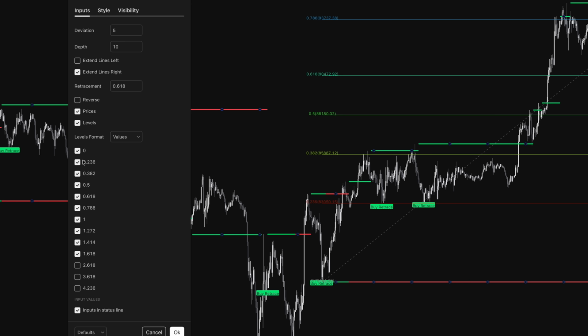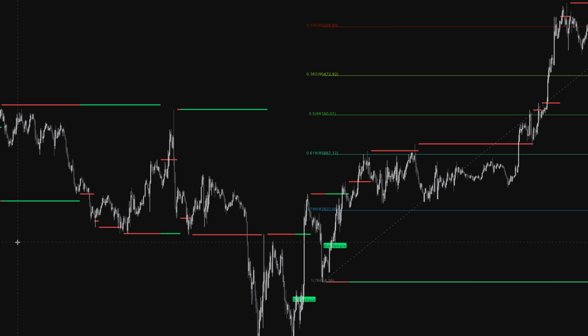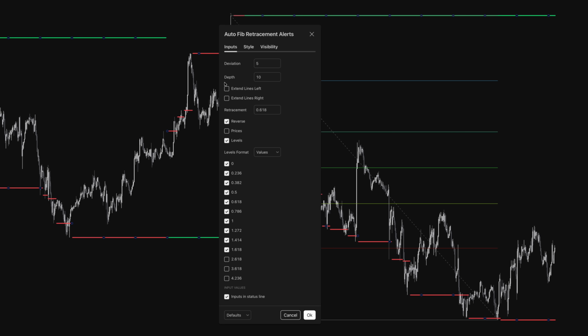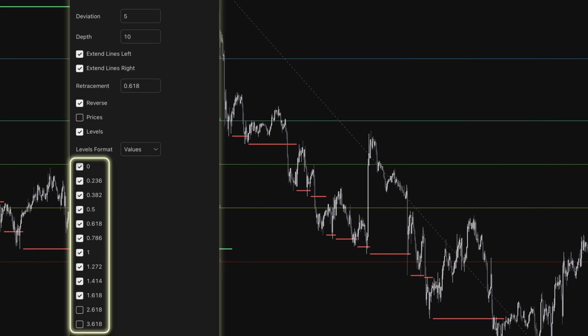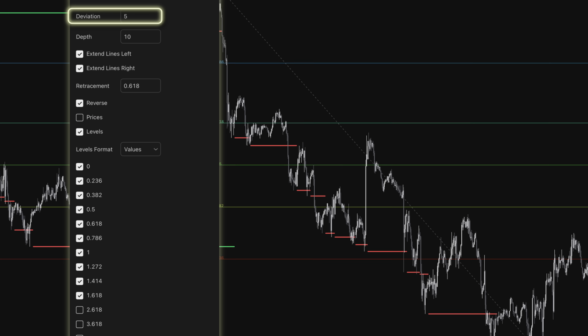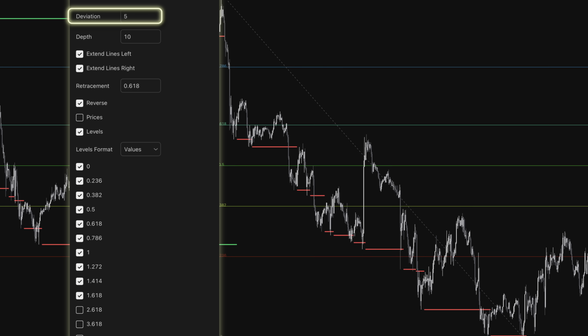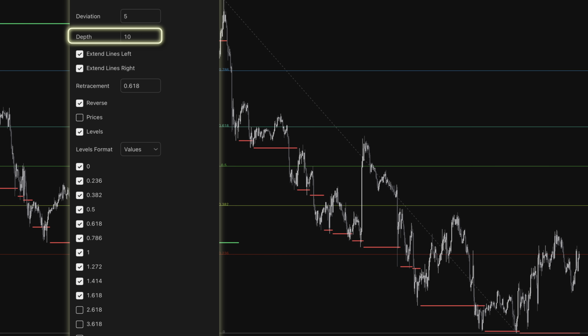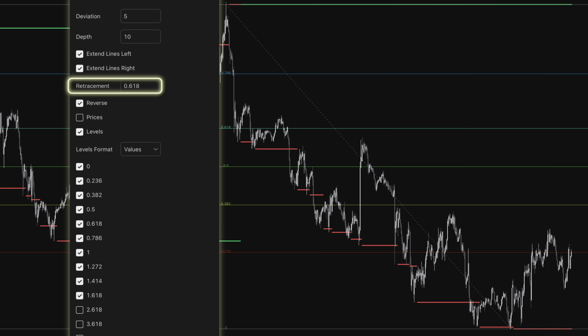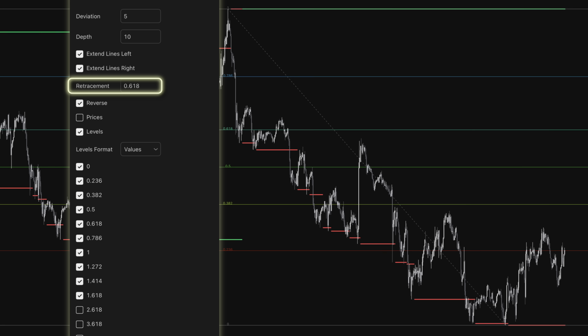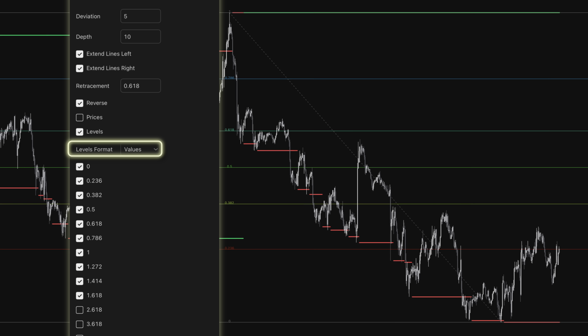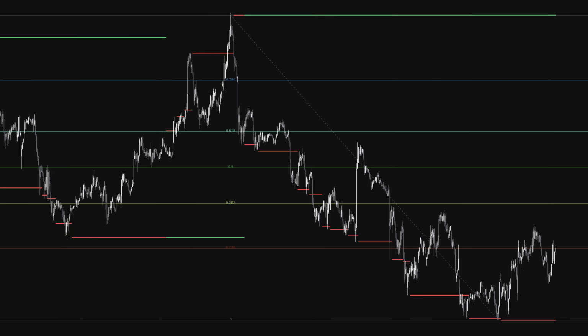The reverse option allows inverting Fibonacci direction for different analysis perspectives, or measuring from recent price action backward to previous extremes. Line extension controls determine whether levels project into future bars, past bars, or both directions. Users can toggle individual Fibonacci levels, customize the deviation threshold to capture more or fewer swings, adjust depth for sensitivity to short-term versus longer-term pivots, and modify which retracement level triggers alerts. Display options include showing prices, ratios, or both on labels.